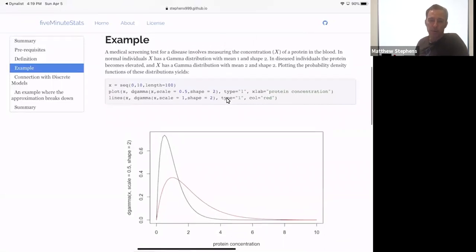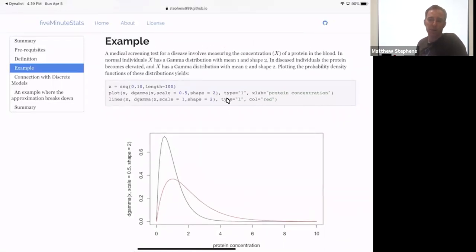In this example, you're asked to imagine trying to screen people for a disease based on measuring the concentration of a protein in the blood. So X is going to be the level of the protein in the blood, and I'm going to imagine that X has a continuous distribution. In particular, I'm going to assume it has a gamma distribution. In the picture there, the black line shows a gamma distribution with mean 1 and shape 2. So that's the distribution for the normal individuals, if you like.